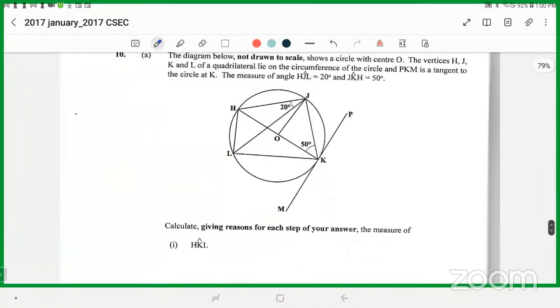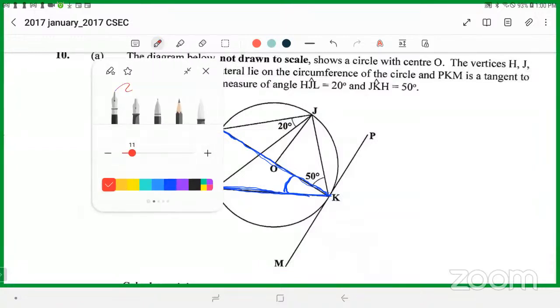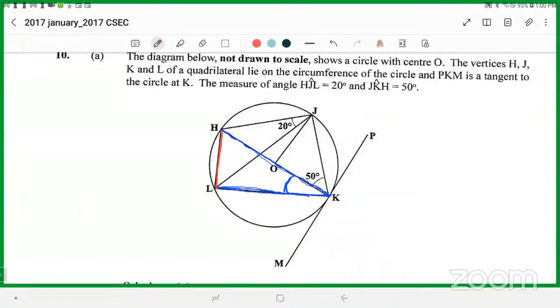Question says, calculate, giving reasons for each step in your answer, the measure of angle HKL. Which angle is that? HKL. That's this angle down here. So we're trying to find that angle. What is subtending that angle? It is this chord that is subtending that angle. What else is the chord doing? It is also subtending an angle up here of 20 degrees in the same segment.